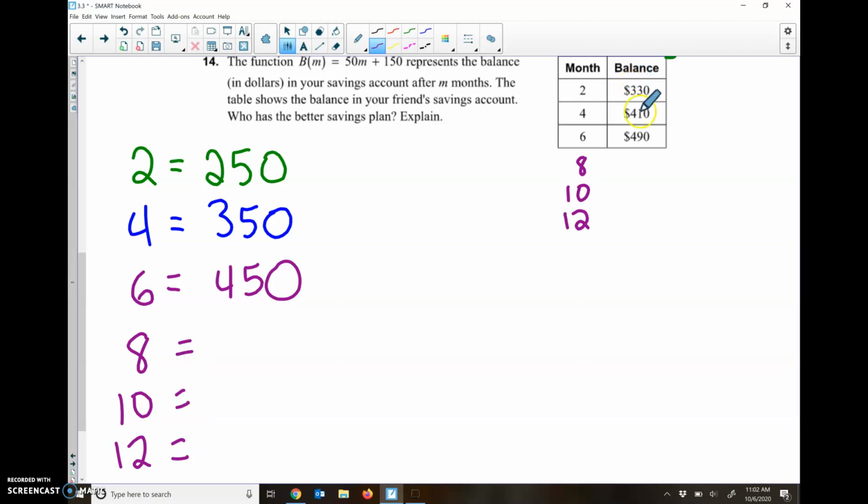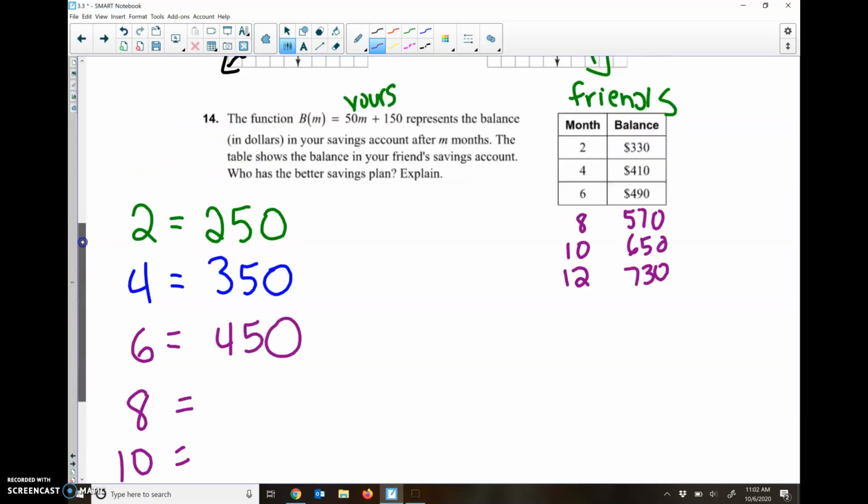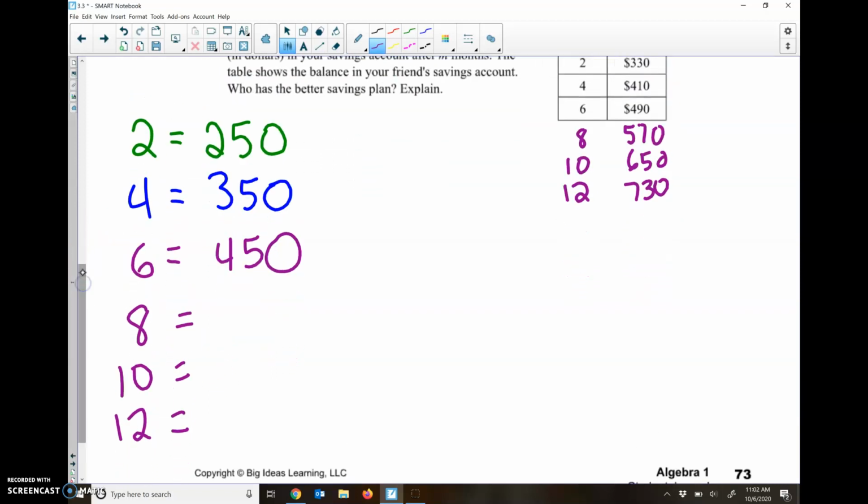Okay, so this one looks like it's going up 80. So they're going to be at 570, 650, and 730 at the end of the year. I'm going to fast forward here and do this. So 50 times 12 is 600. 600 plus 150 is going to be $750. So it looks like after 1 year, your friend has 730, but you have 750.